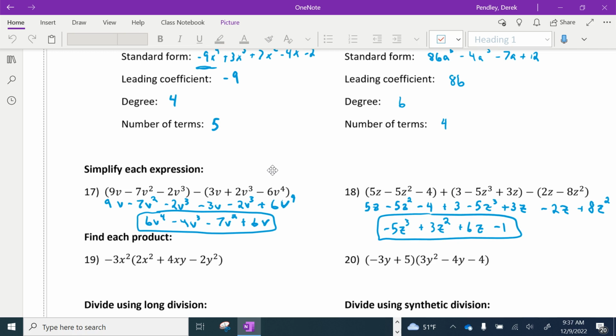All right, on number 19. This is just a simple distribution because we're multiplying. So we just have to multiply that by each term inside. So we have negative 6x to the fourth minus 12x cubed y plus 6x squared y squared.